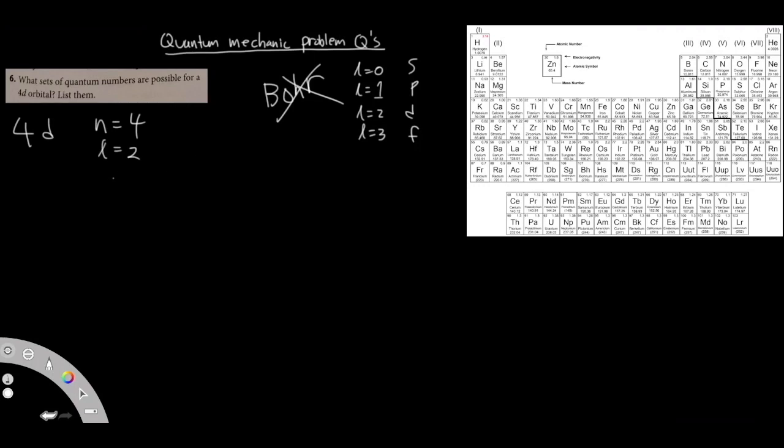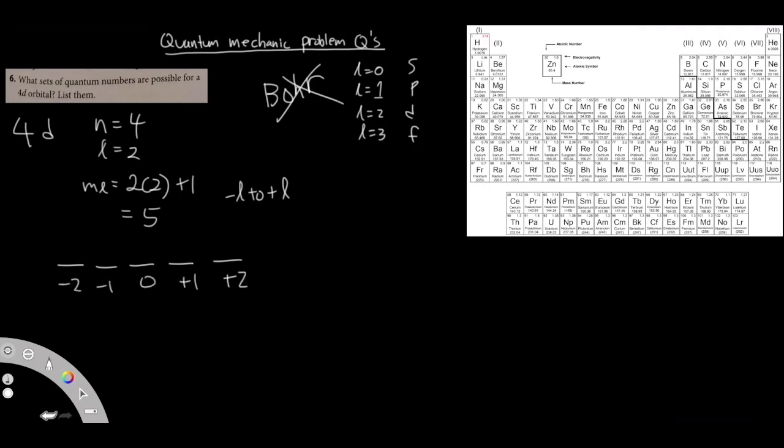Now, we also got to do our ML values. Well, our ML is 2 times 2, right? Plus 1. Hence, it gives us 5. Well, let's write it out. 1, 2, 3, 4, 5. And let's associate it. Okay? Remember, negative L to plus L. So negative 2 to positive 2. So we have negative 2, negative 1, 0, plus 1, plus 2. And again, these are the electrons, if filled, would look like that. Now, let's list possible quantum set numbers. Well, first one could be n is equal to 4.